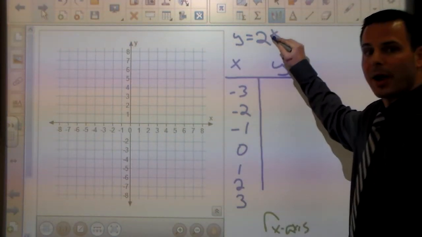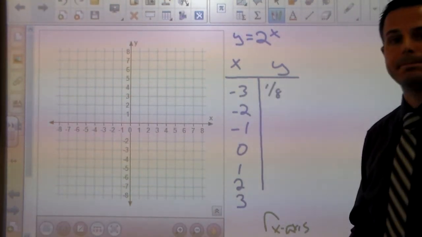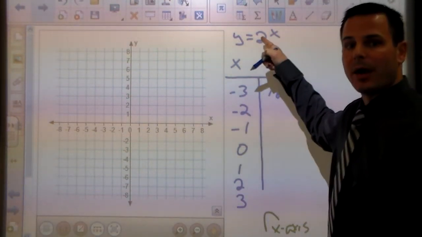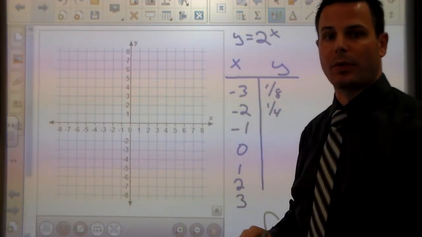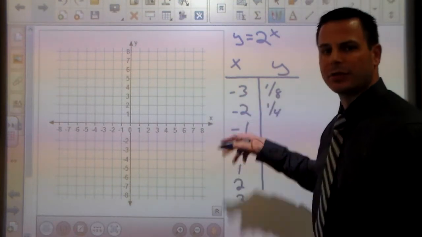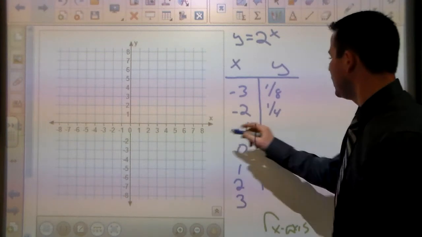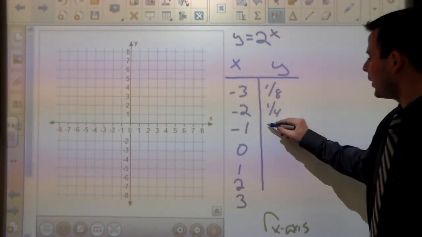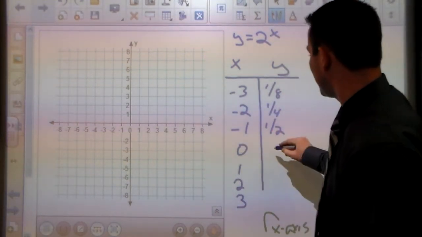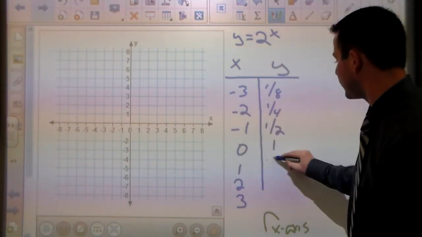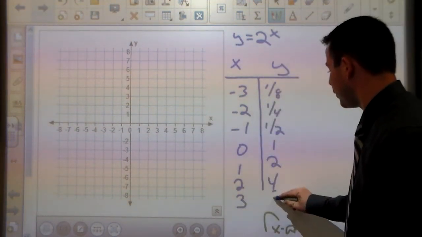2 to the -3rd power is 1 over 2 to the 3rd power, or 1 over 8. 2 to the -2nd power is 1 over 2 to the 2nd power, or 1 over 4. If you're unfamiliar with how we're getting this, just go back to the negative exponents video and see why it's a reciprocal. Otherwise, 2 to the -1st power is 1 over 2 to the 1st, 1/2. Plug in 0 now, 2 to the 0 power is 1. Plug in 1, 2 to the 1st is 2. Plug in 2, 2 squared is 4. And plug in 3, 2 to the 3rd is 8.